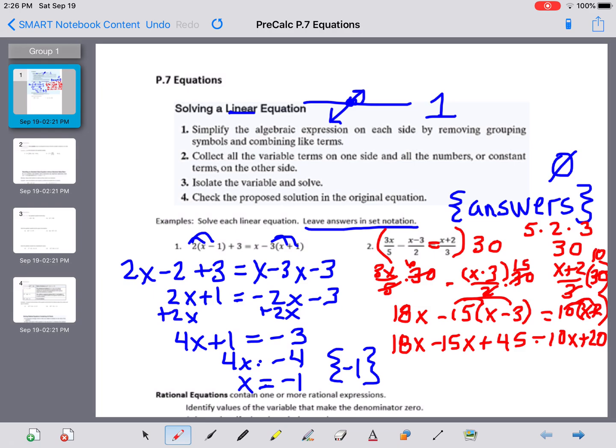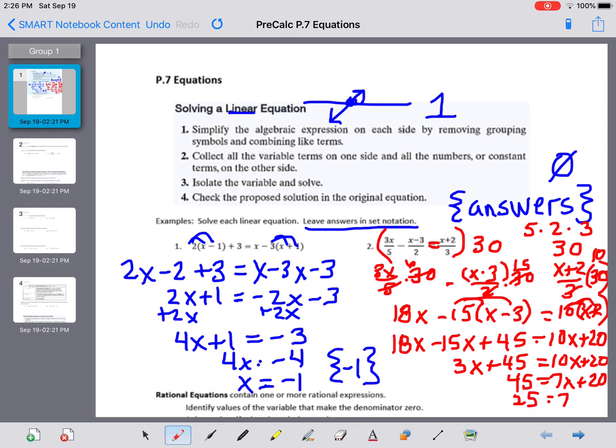Cleaning up the left side, I get 3x plus 45 equals 10x plus 20. Joining x's to the same side, I'm going to bring them to the right since there's more on the right side. So I get 45 equals 7x plus 20. Subtract 20, I get 25 equals 7x.